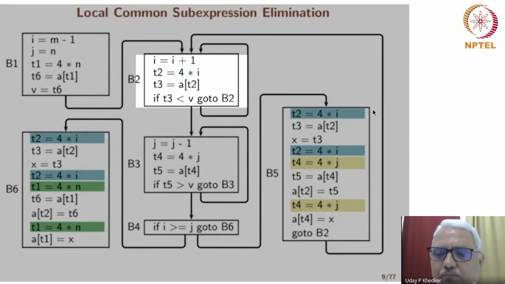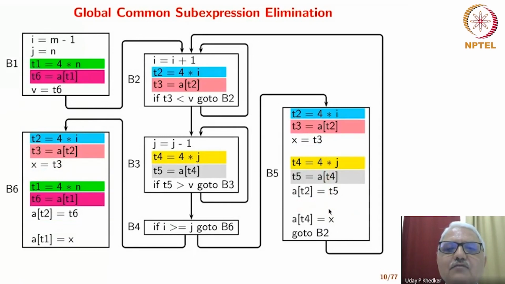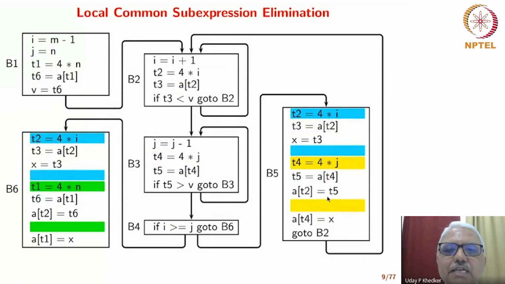Okay, so the important point is that here we have the expression 4 star i, and here also we have the expression 4 star i, and between these two occurrences of 4 star i, the value of i is not changing, and therefore the second occurrence is redundant. Similarly, here we have an occurrence of 4 star j, and the value of j is not changing, and therefore this occurrence of 4 star j is redundant. Similarly, here the value of n is not changing, so this occurrence of 4 star n is redundant. So we can eliminate these occurrences.